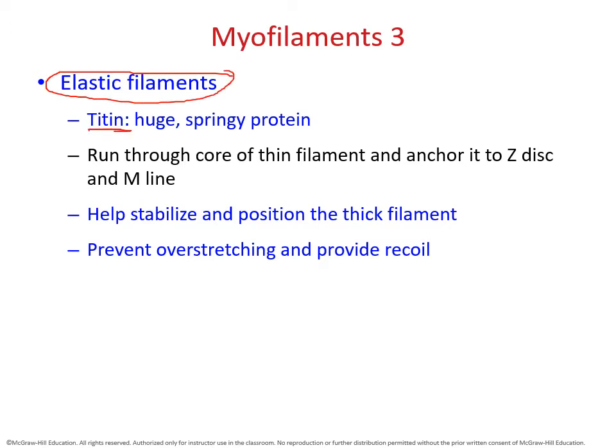Titin will run along the core of the thin filament and anchor itself onto the edges, what we call the Z discs, and this will allow you to stabilize and position the thick filament. The reason this is so important is not only is it allowing the thick filament to stay in its proper location, it will also prevent the individual muscle cell from overstretching, and of course when it does stretch, to prevent any recoil that's going to occur when it needs to relax and go back to its at rest position. I'll show you how these pieces fit together in the next picture.